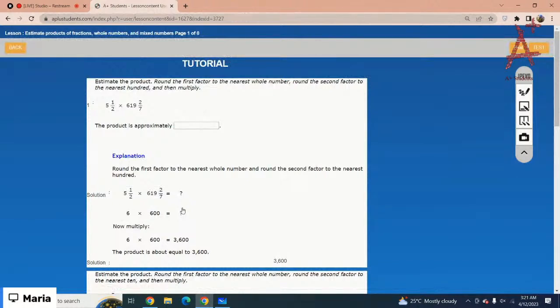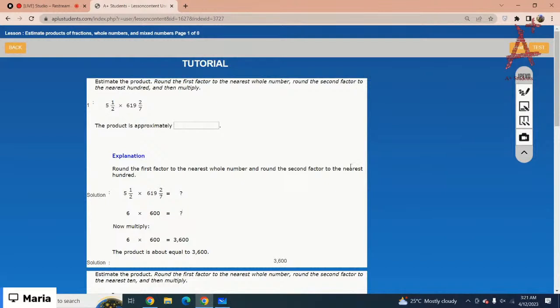Okay, estimate the product. Round the first factor to the nearest whole number, round the second factor to the nearest 100, and then multiply. Got it? So you have to multiply, but before multiplying, you have to round the first factor to the nearest whole number and the second one to the nearest 100. Got it? So see the fractions.